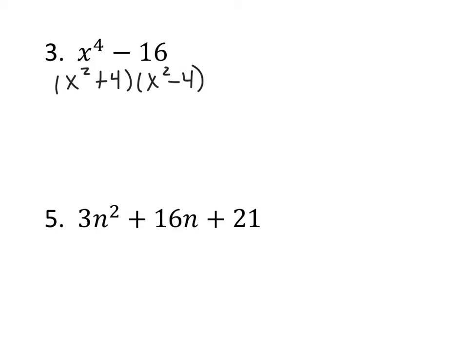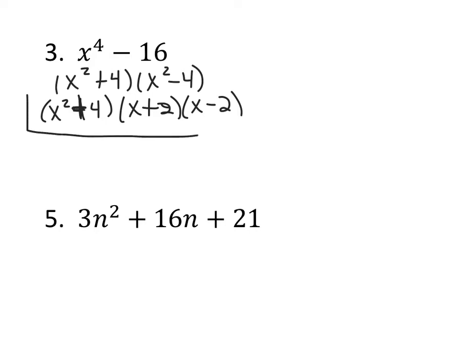Remember, the instructions say to factor completely. Well, this isn't factored completely if we still have something we can factor, and we can still factor the x squared minus 4. So we're going to factor again. All right, so this factors to x squared plus 4, and then the x squared minus 4 factors again to x plus 2, x minus 2. Now we have completed the factoring, and this is factored completely.